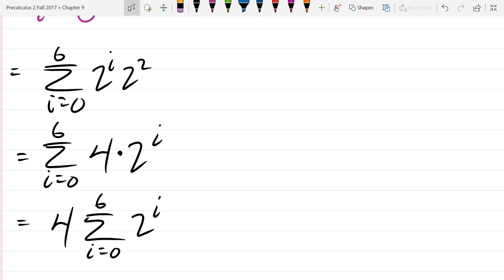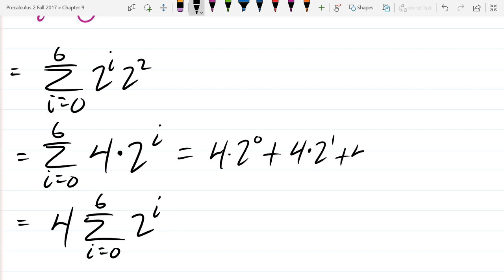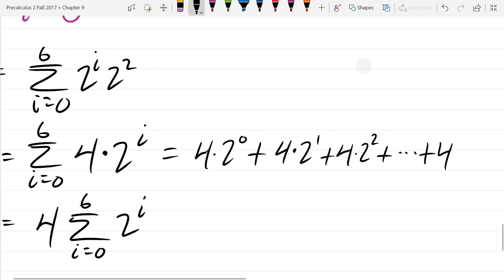So the algebra I just did, it looks like I swapped the order of 4 with that sigma. What I actually did was factored. My favorite F word. Where does this factoring come from? Let's write out what we're actually looking at here. So the first term is 4 times 2 to the 0 power. The next term, 4 times 2 to the first. The next term, 4 times 2 squared, etc., etc., until we get 4 times 2 to the 6.